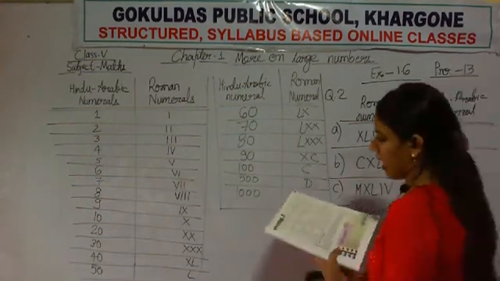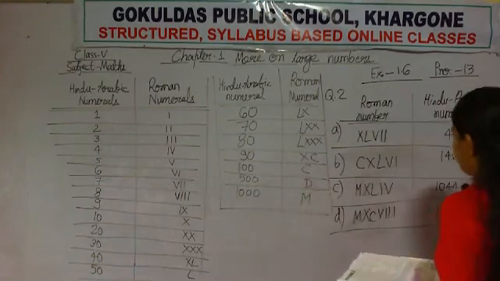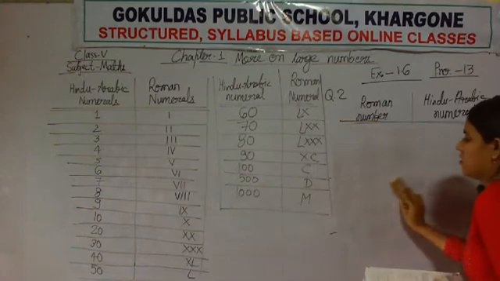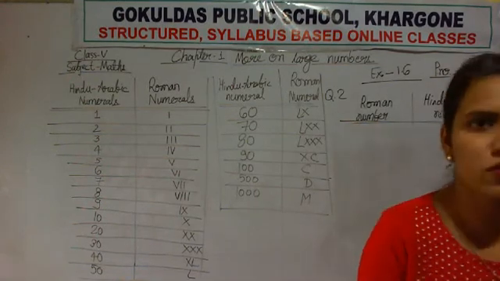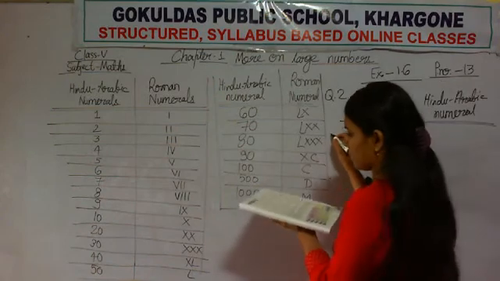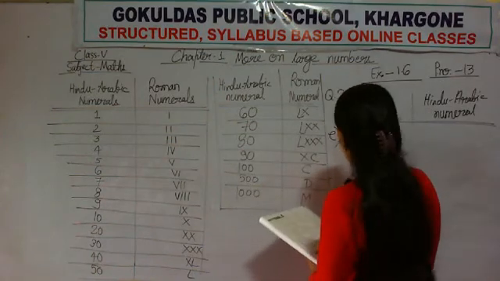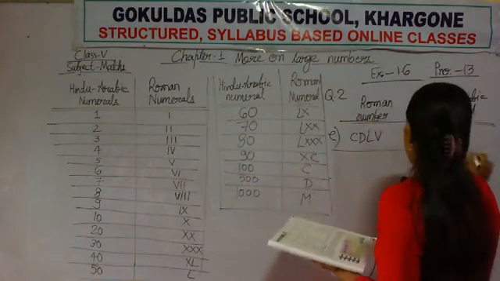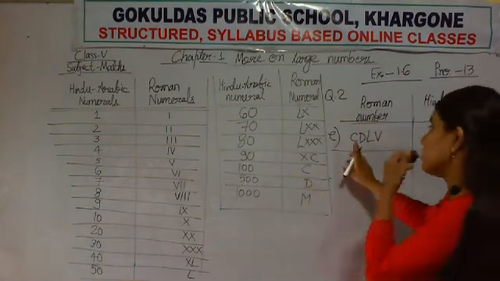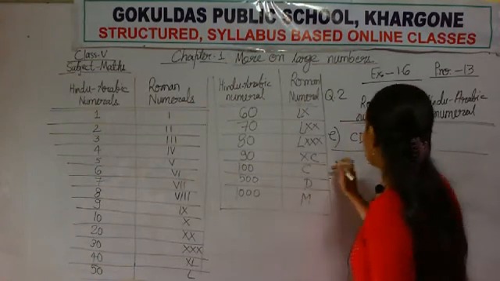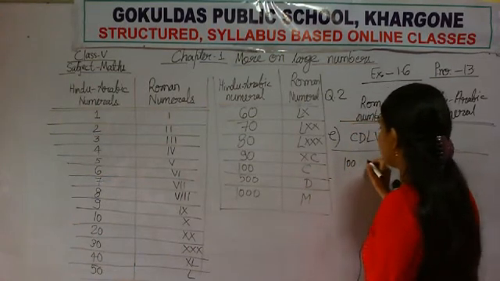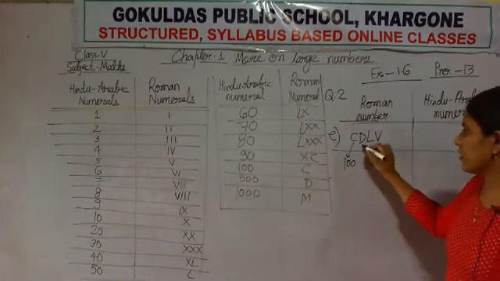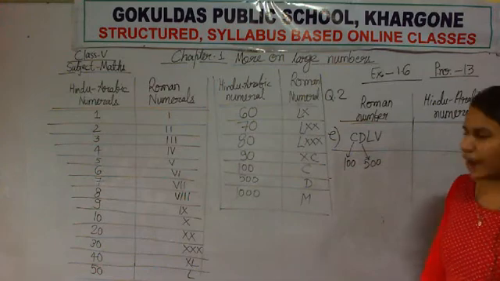Now let's do E, F, G and H. If you learn the rules, then only you can do this very easily. It will be easy for you. The Roman number is CDLV. Okay, let's start writing for this. C represents 100, and D represents 500. Now observe these two numbers. C represents 100, D represents 500, right?